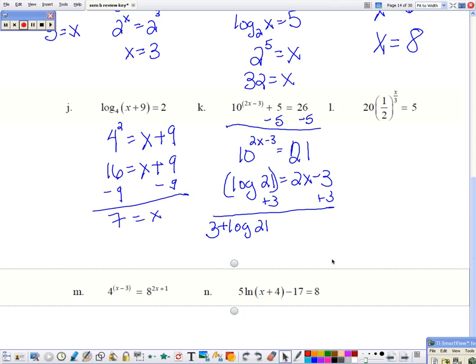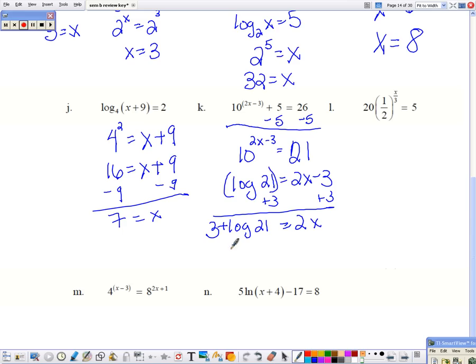So all of that's still going to equal 2x. So I'm going to divide both sides by 2. And this is my answer. For L, first I'm going to divide both sides by 20. And, oops, I forgot my exponent. Let's move this down some.